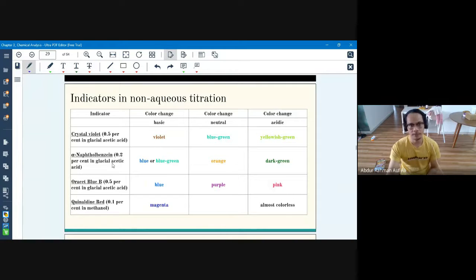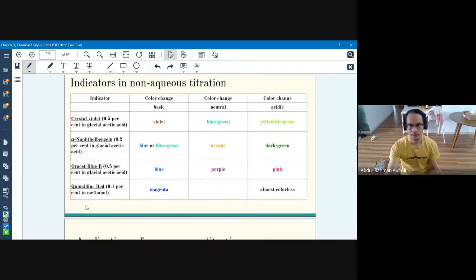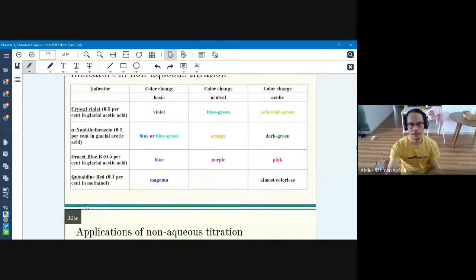So the same thing applies for different indicators, alpha-naphtholbenzein, orange, blue, and quinaldine red. Pay attention to the color changes. For quinaldine red and the last one here, there is no color change to neutral. It will remain magenta until almost colorless.